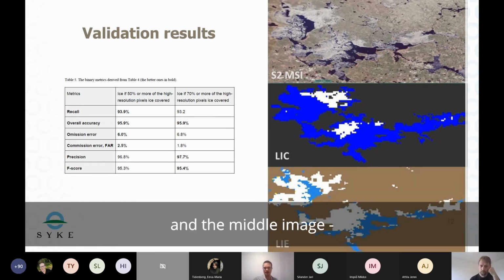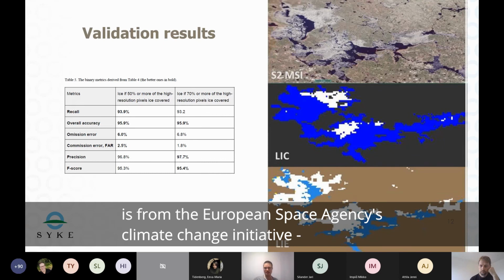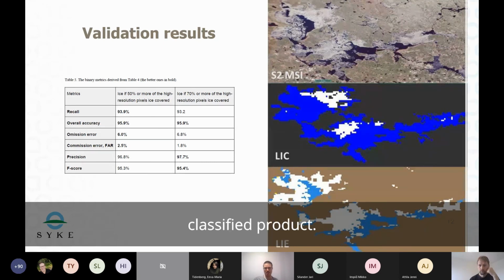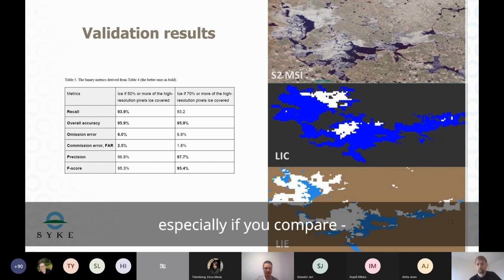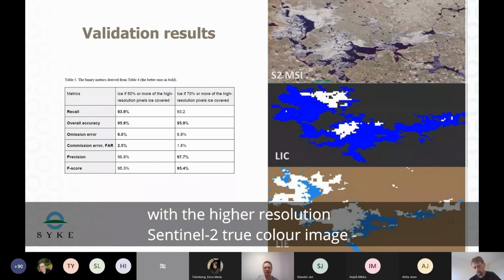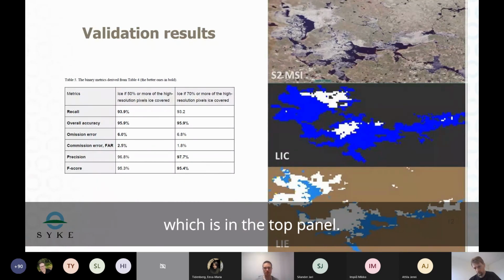And to the right, you can also see that the bottom figure shows the result of our new classifier, and the middle image is from the European Space Agency's Climate Change Initiative classified product. And our method shows an improvement over that operational product, especially if you compare with the higher resolution Sentinel-2 true color image, which is in the top panel.